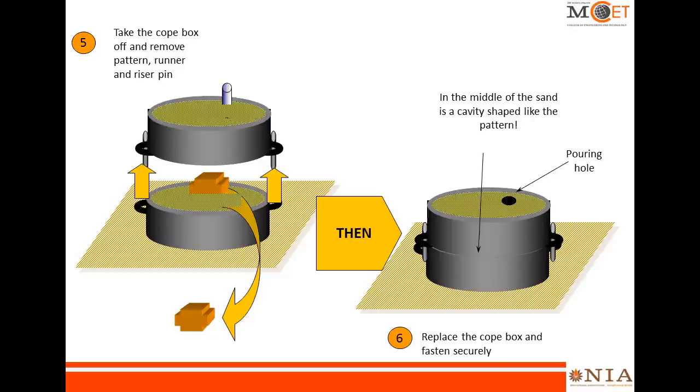The next step, you have to remove the cope box, and you have to remove the pattern. To remove the pattern, use a draw spike, and that draw spike is inserted into the pattern using the mallet. So that's why mallets are used. And once the pattern is removed, the boxes are closed again so that you will get a cavity with a pouring hole. The pouring hole is obtained because of removal of the sprue pin.